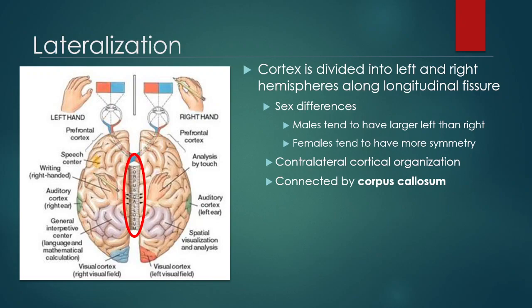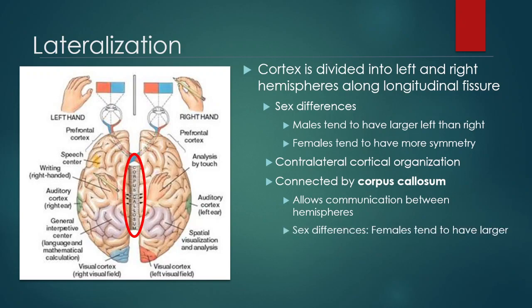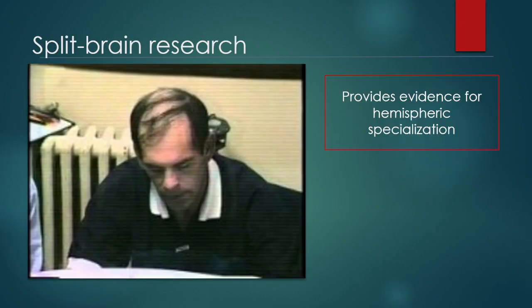If information has come in through your right visual field and landed in your left cortex, and you want to tell the right side of your brain about it, that's going to happen across the corpus callosum. So the corpus callosum is a really important, not just structural component, but actual functional component, because it allows communication between the hemispheres. There again are sex differences in this. Females tend to have much larger and more densely packed corpus callosa than males do. So interesting sex differences in some brain structures.